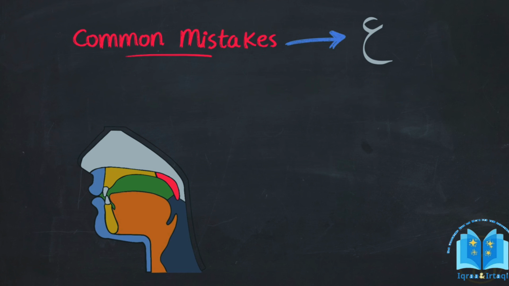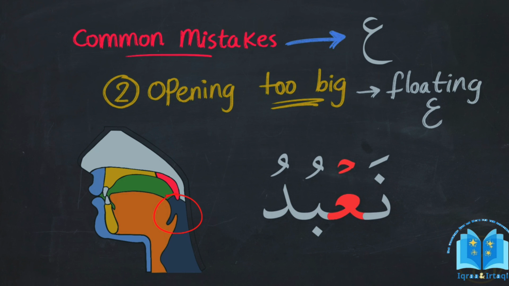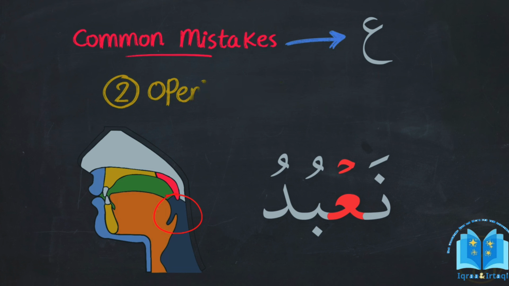The second mistake is leaving too big an opening between the wall of your throat and the epiglottis, producing what we call in tajweed a floating ayn, which sounds like this. Na'budu, na'budu. So this ayn is closer to an alif rather than an actual ayn, and this should also be avoided. These two mistakes are mostly made by beginners, but with more exercise, you can get there insha'Allah.